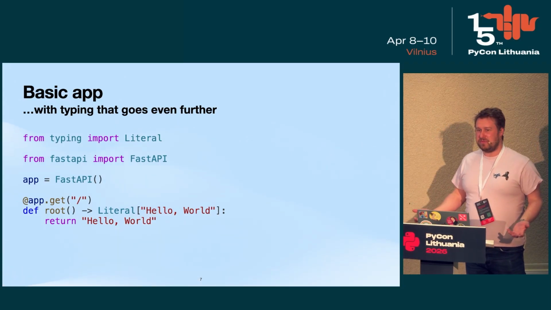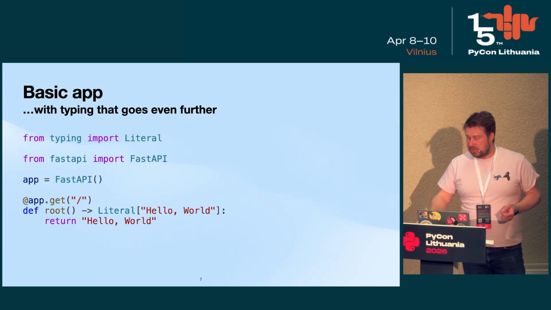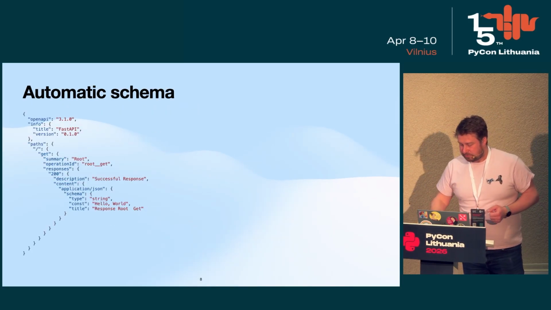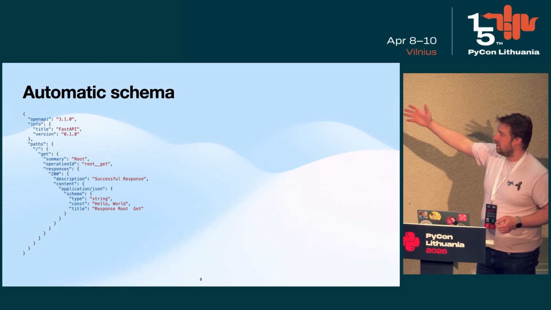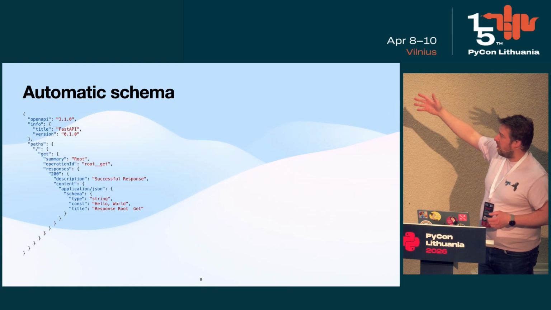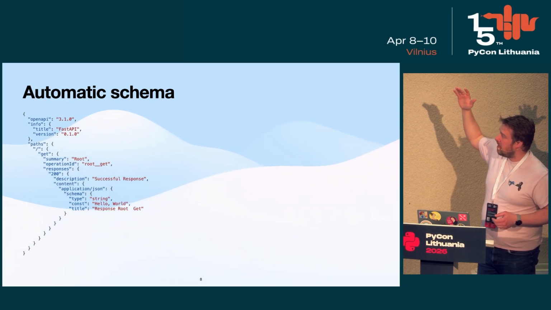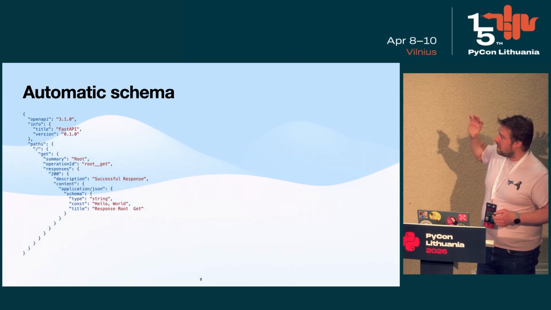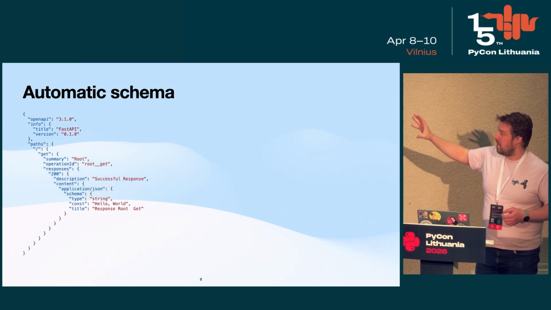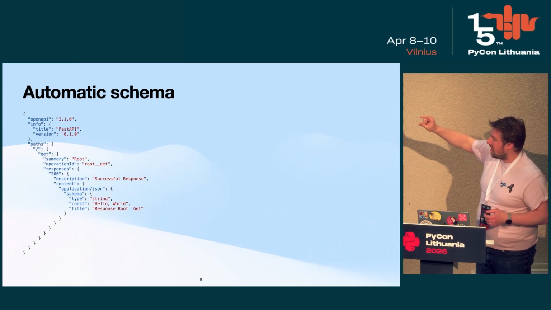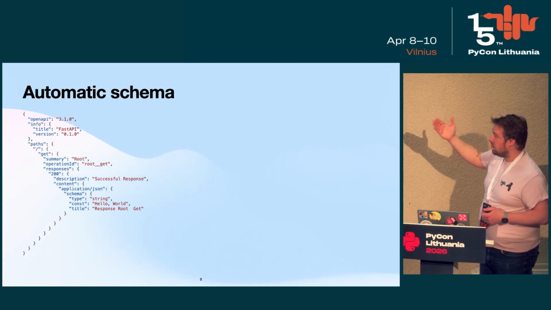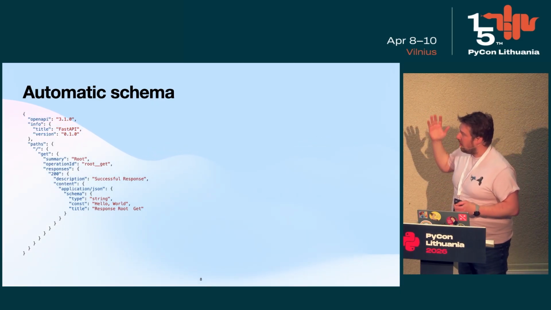But what does that give you? What do the type annotations that you're adding in there actually give you? So you get an automatic schema for your API. This is OpenAPI 3.1 compatible. Tells you about all the paths, tells you what methods are available, what the responses can be, what the schema of those responses can be. It will tell you what the schema of any inputs can be. Really cool.